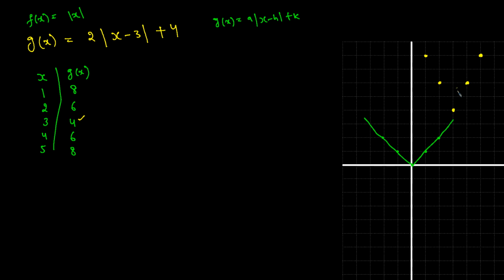And if you look at this, the new graph is for sure narrower than our original function's graph, right? And it moved by 3 points to the right. That's what this number did. It moved the graph 3 places to the right.